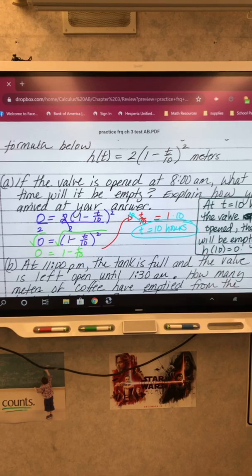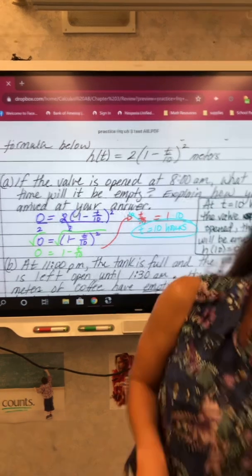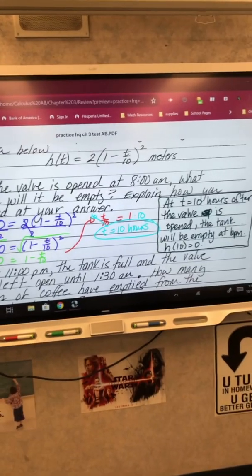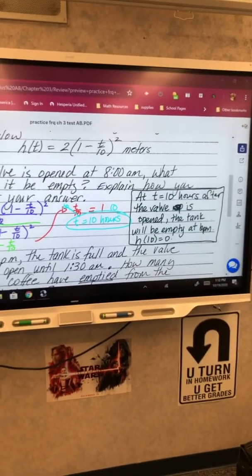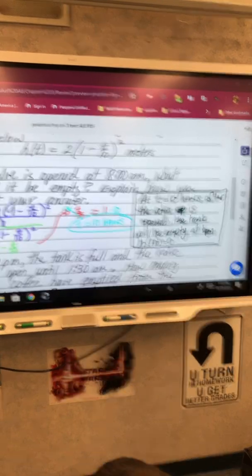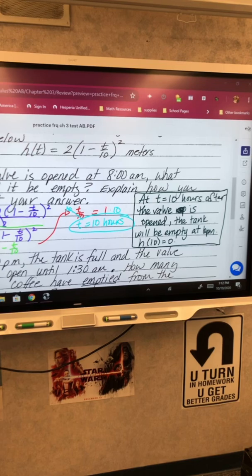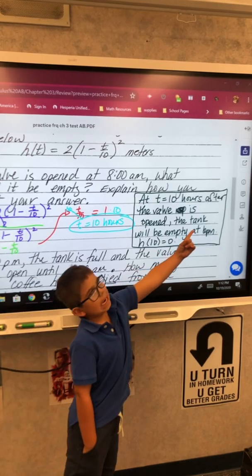And that is part A. And there you can see it. At t equals 10 hours after the valve is opened, the tank will be empty at 6 p.m. That is when H of 10 equals 0.